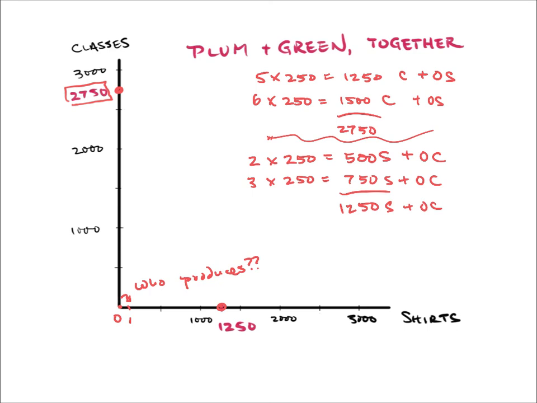Well, we have to think about what we would give up if Plum produces a shirt. That means half a day less teaching, right? Plum can make 2 shirts in a day, so Plum gives up half a day of teaching, which means that they give up 2.5 classes.